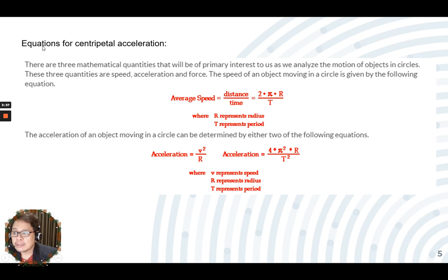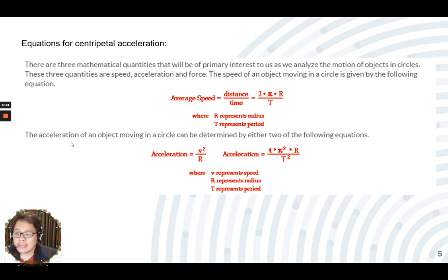Now, let us go back to the equations for centripetal acceleration. There are three mathematical quantities that will be of primary interest to us as we analyze the motion of objects in circles. These three quantities are speed, acceleration, and force. The speed of an object moving in a circle is given by the following equation. We know that speed is distance divided by time, so v is equal to d over t. But in a circular path, the circumference is given by 2 pi r, r meaning the radius, and time we represent with a capital letter T. It represents the period and r represents the radius.